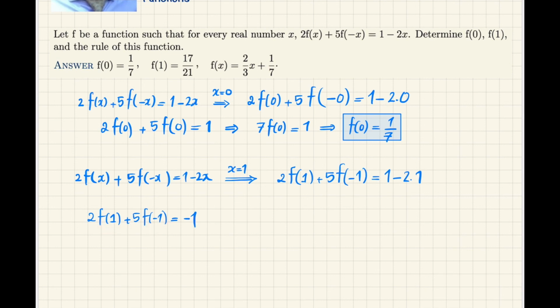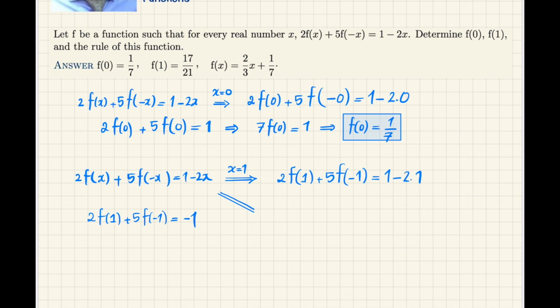So how should I circumvent this problem? Okay, it's not that hard to see that when you tell me that this is valid for all possible choices of x, this means that this is also true if I replace x with minus 1 this time, yes?